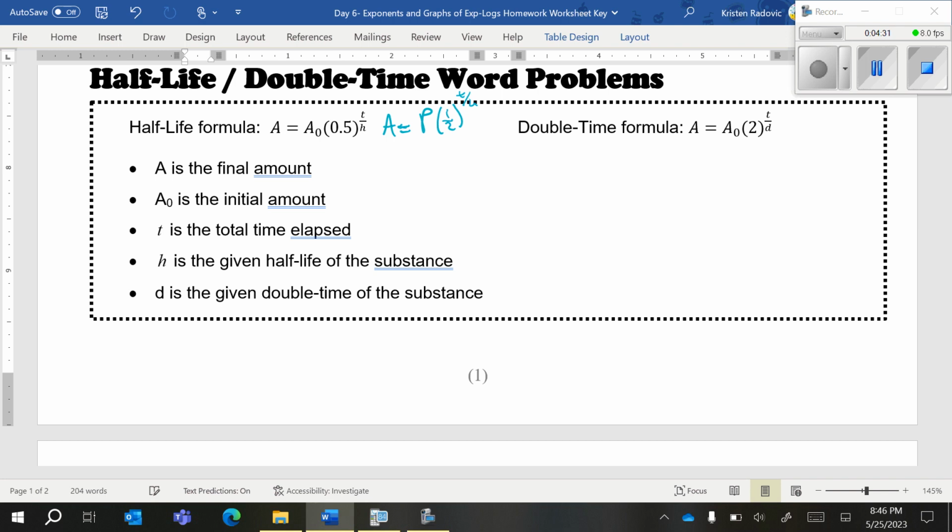On the right-hand side, you have the double time formula. If you double every 20 years, D, your double time, would be 20. And notice that the difference is that for half-life, it's 0.5. For double time, it's 2. You do have to remember these formulas for your quiz tomorrow.